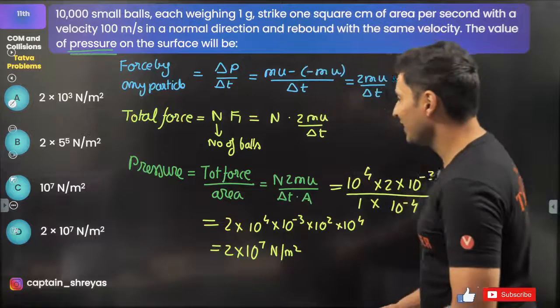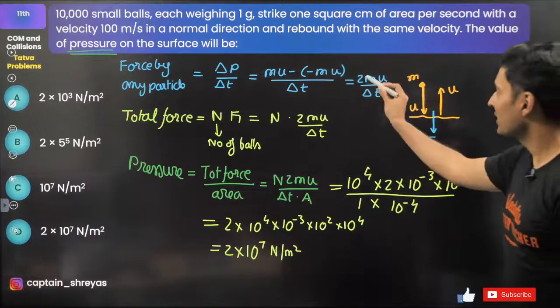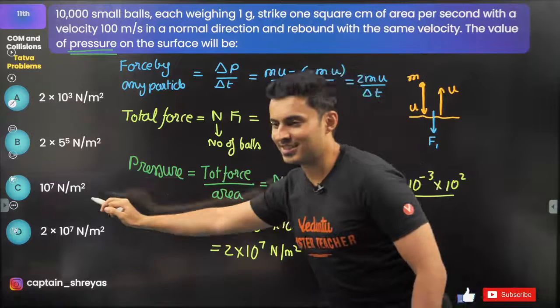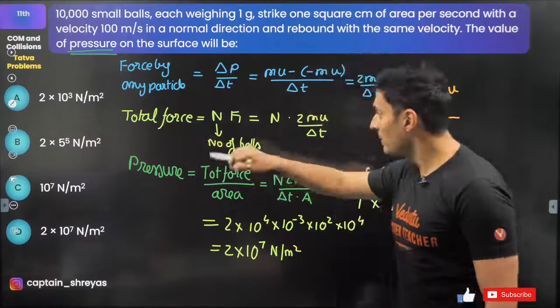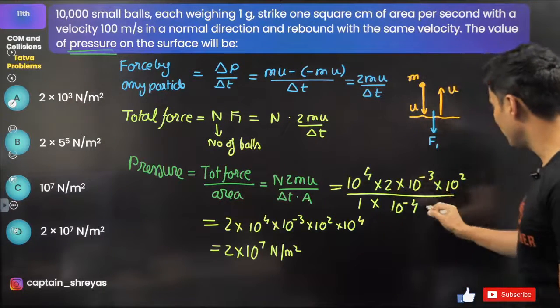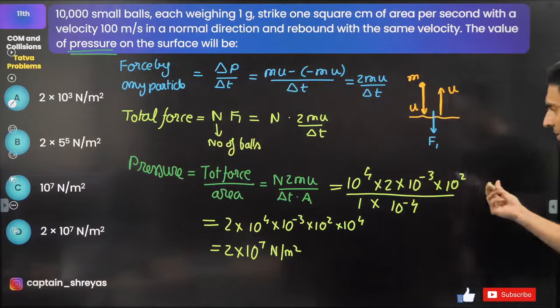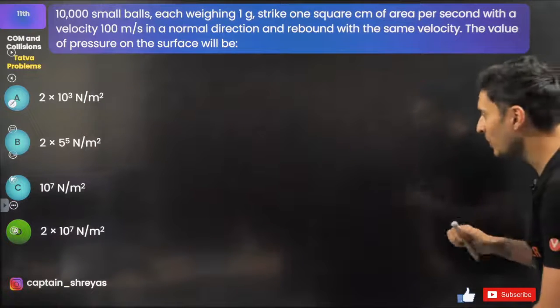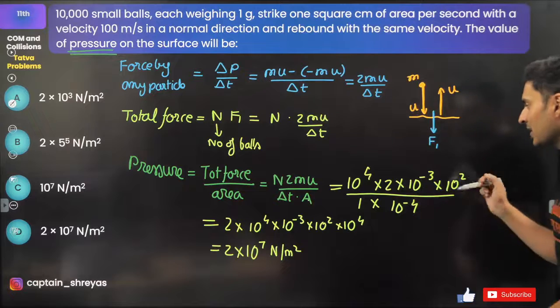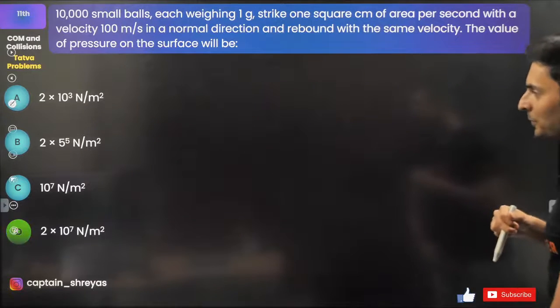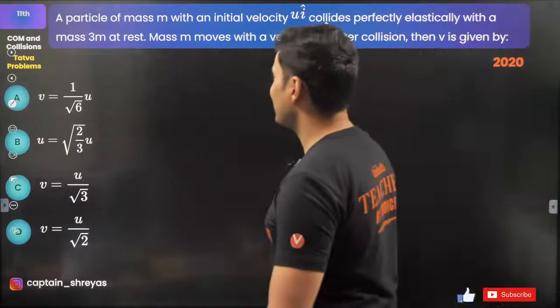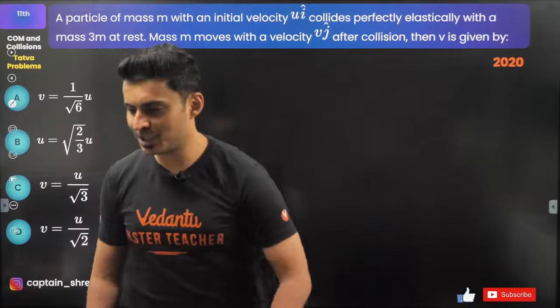Maybe a silly mistake. Maybe you forgot that 2. Generally, people forget that 2 and get answer C. You got it as A, so maybe you made a mistake in the powers of 10, or cancelled a few wrong powers, or forgot that this was centimeter square. Something like that, I don't know. Anyways, let's try the next question, guys.